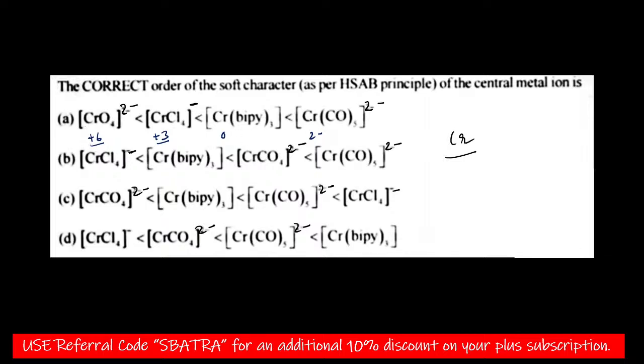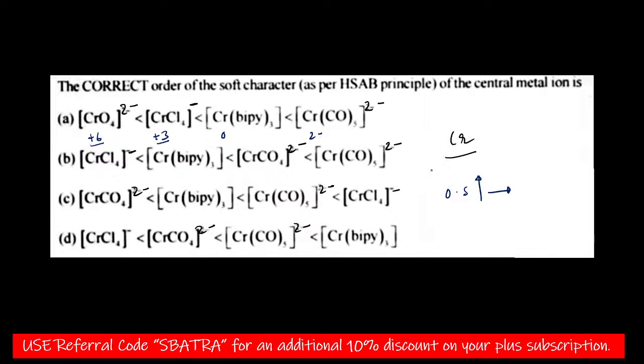So we know that if the oxidation state is increasing, then hardness would increase. If oxidation state is increasing, it is directly proportional to hardness, right? That means the hard character of the complex is increasing. So this is the concept over here. In the first complex the oxidation state is +6. Over here it's +3. Over here it's 0 and -2.